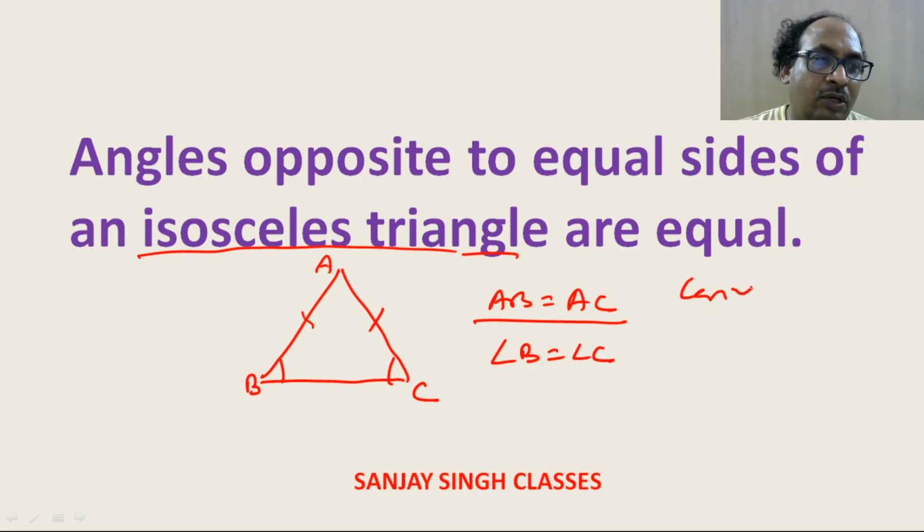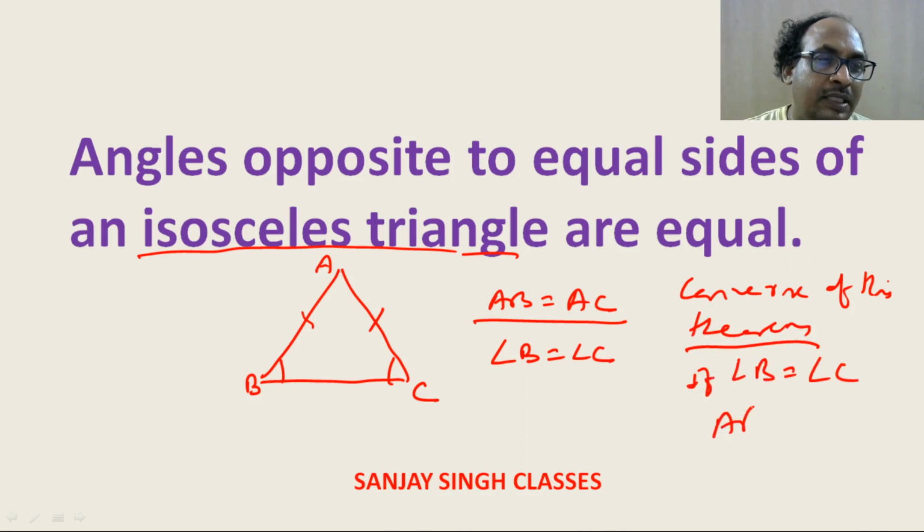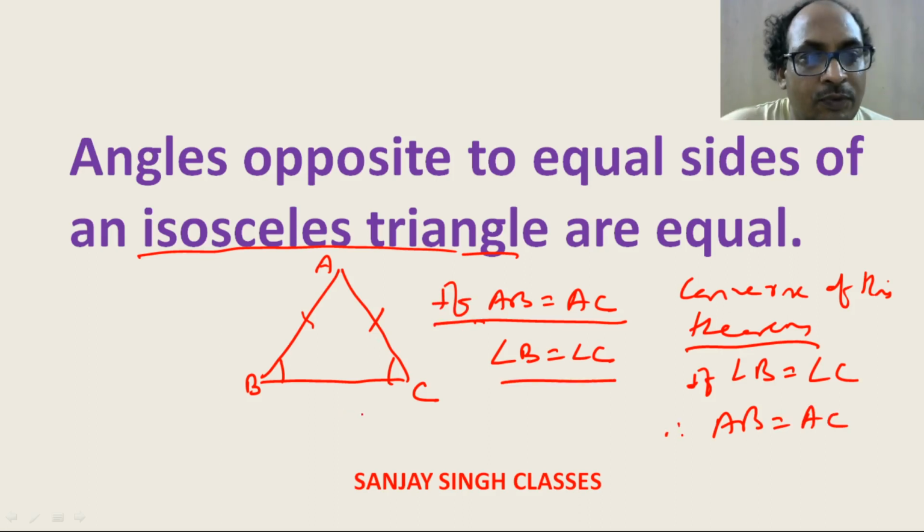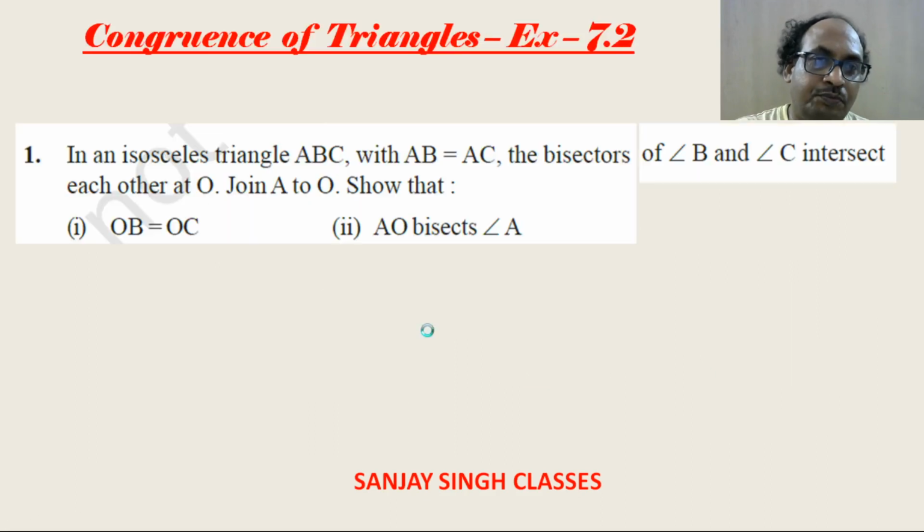Similarly, the converse of this theorem is also true. Meaning if angle B is equal to angle C, it means AB is equal to AC. Here we were given if AB is equal to AC, then angle B is equal to angle C, right? So this particular property we are going to utilize also, right? Now in question number 1, we are given an isosceles triangle ABC with AB equal to AC.